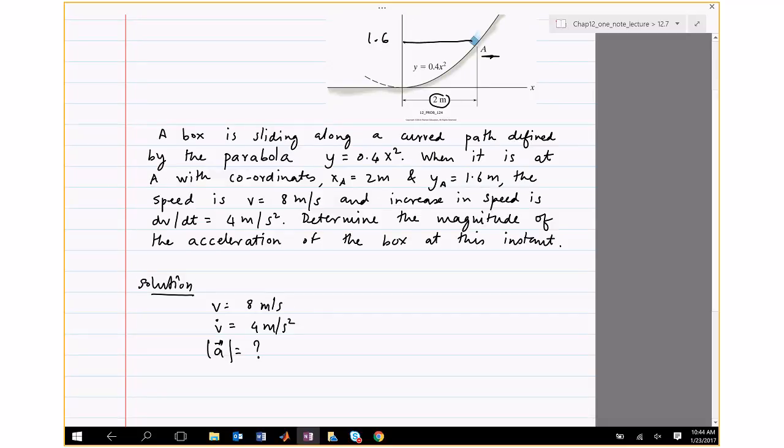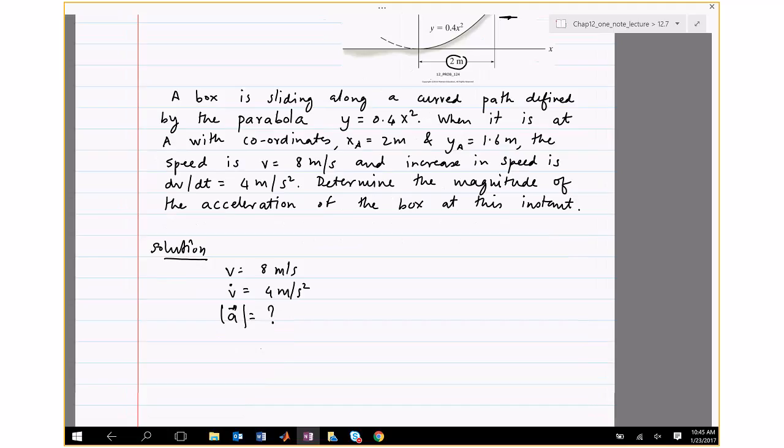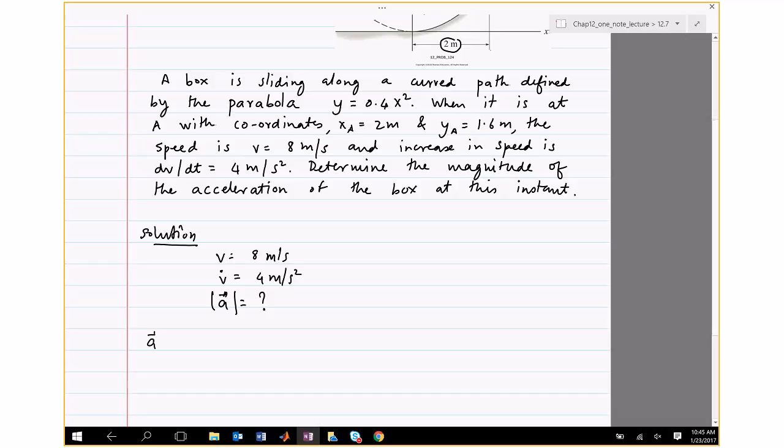So again, you'll use path coordinates for this problem because you are given velocity and rate of change of velocity, and this is defined for a parabola. You could actually do this with rectangular too, because you're given the curve y equals 0.4x squared. Now you can do this problem with rectangular or with path coordinates. Let's try to do it with path coordinates.